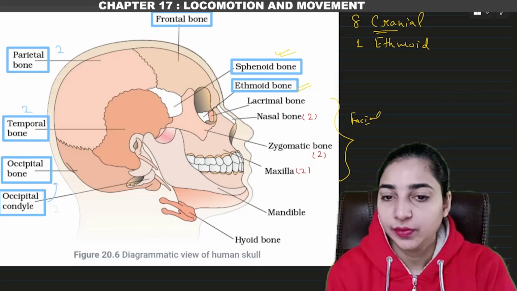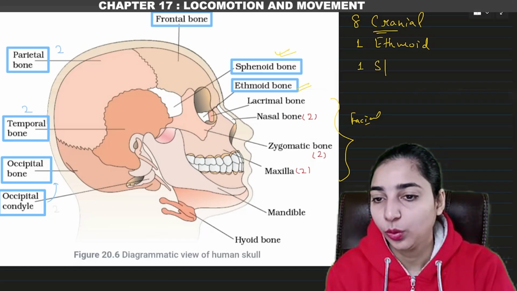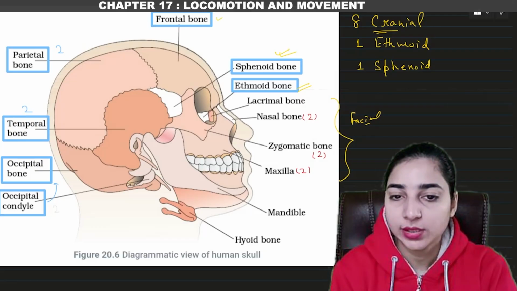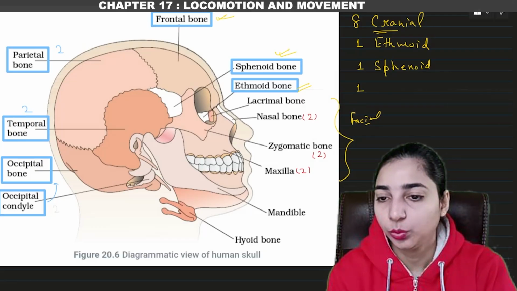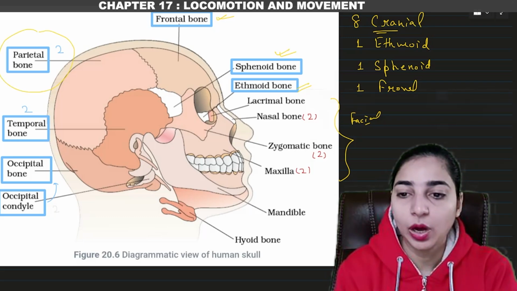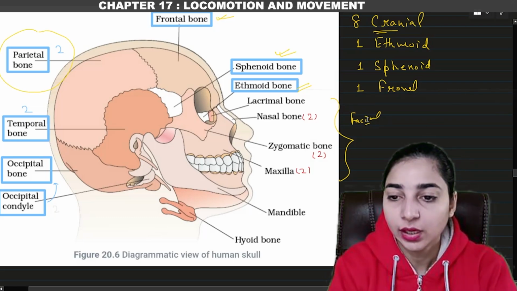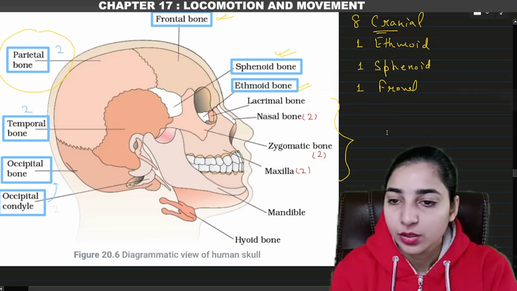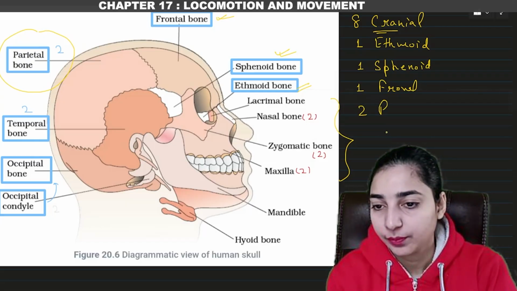Then sphenoid. One sphenoid bone. Then at the top you can see the frontal bone. So one frontal bone. On this side, on the left side, we have parietal bones. So how many parietal bones will be present? Two parietal bones.